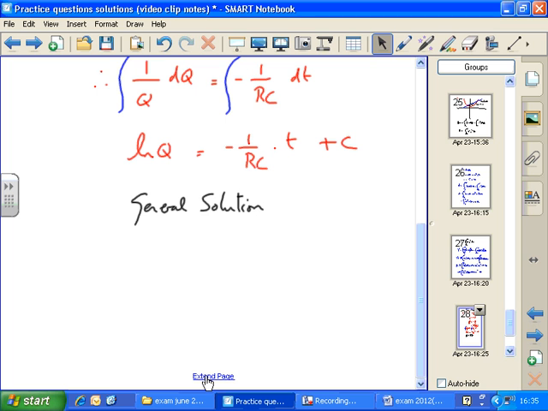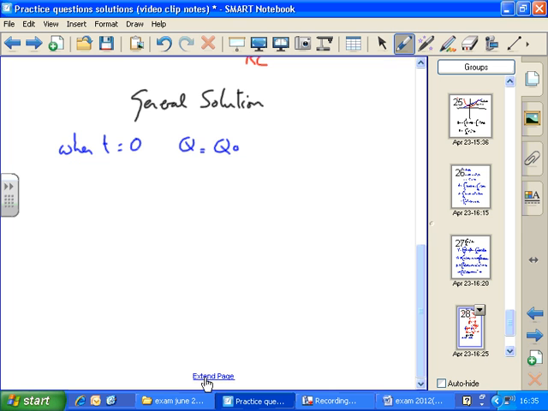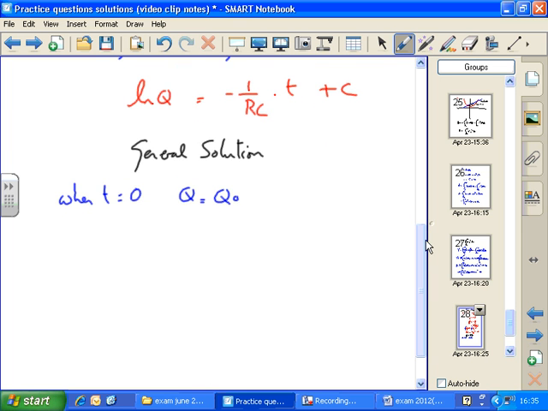It's in implicit form because I would like to have q equals something, and also I would like to find a particular solution given some initial conditions. So given that when t equals 0, q equals q naught, I can find, first of all, the value of c. When t equals 0, q becomes q naught, so the log of q naught equals, if t is 0, that first term has disappeared, c. So directly I've got that c equals log q naught.